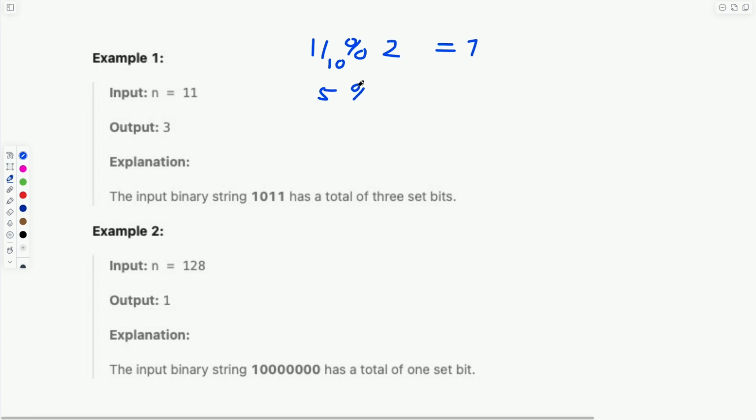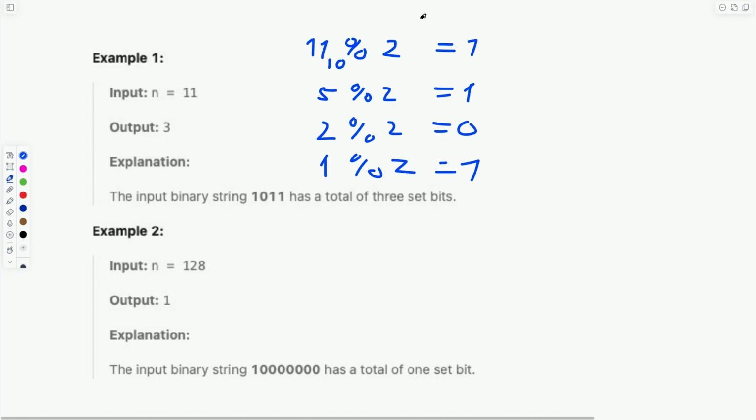And now you can do the same thing again. You just take the modulo 2, and that's going to be 1 as well. Now you divide 5 by 2 with integer division, and that's going to be 2. And now you take the modulo again with 2. That's going to be 0. Now divide 2 by 2, which gives you 1. You take the modulo again, and that is going to be 1. So now you see we have 3 bits of 1.